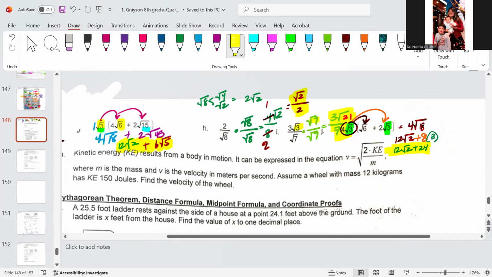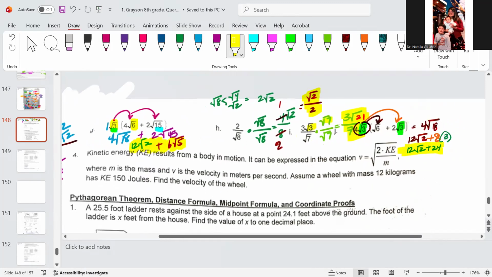I'll do it. Okay. All right, next one. Read 4. Kinetic energy results in a body motion. We express immediate motion equals 2 times K over M, where M is the mass and V is the... You can just stop right there. That's a lot of words. So what is it asking to find? Velocity. So it's V, right? But I can't find velocity because I have a bunch of letters in there, right? So first one is 150. Where do I put the 150?